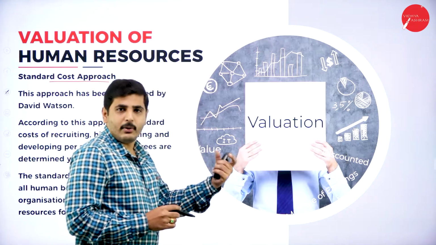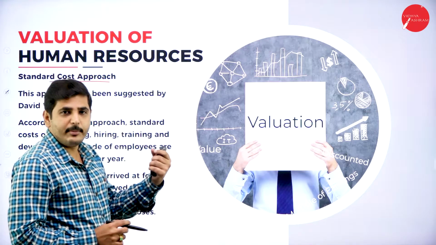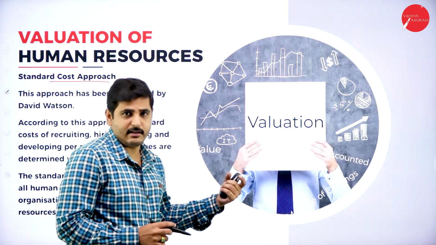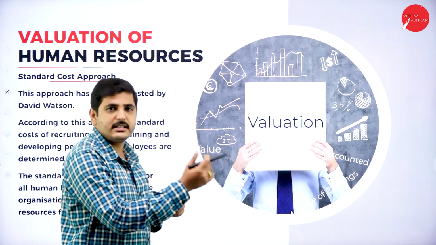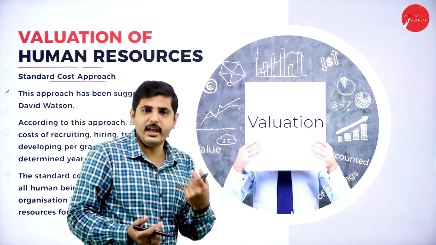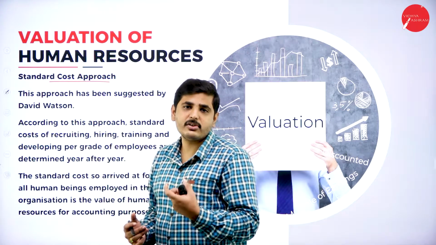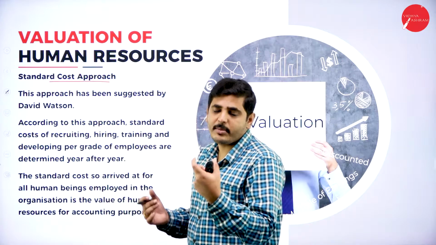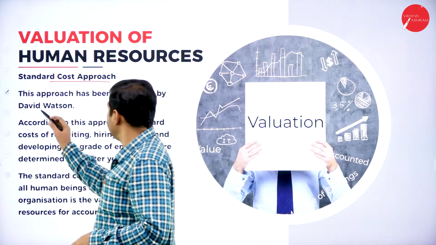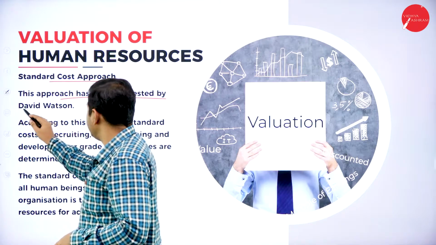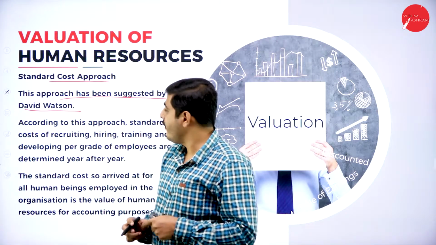For every expense, we will fix some standard, and at the beginning of the year, we will fix the standard. At the end of the year, we will match the actual cost with standard cost, and if there is any variance or any differences, we will try to reduce the differences, and we should always take decisions on the basis of the standard cost only. Next, this approach has been suggested by David Watson. So David Watson is the person; this concept has been developed by David Watson.